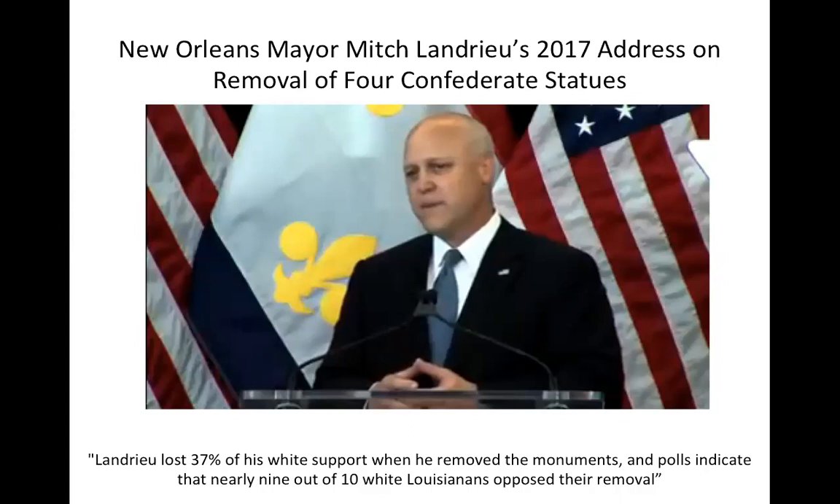And polls indicated that nearly 9 out of 10 white Louisianans opposed their removal. So that's how much we talk about taking this false history and making it personal, making people believe it's their heritage. So now when we're bringing down a statue, it's not about correcting the past. It's a personal affront to white people that live in the South. So I'm going to play this real quick.